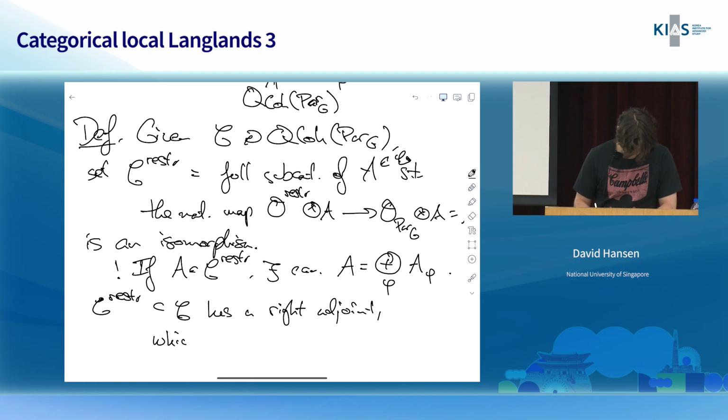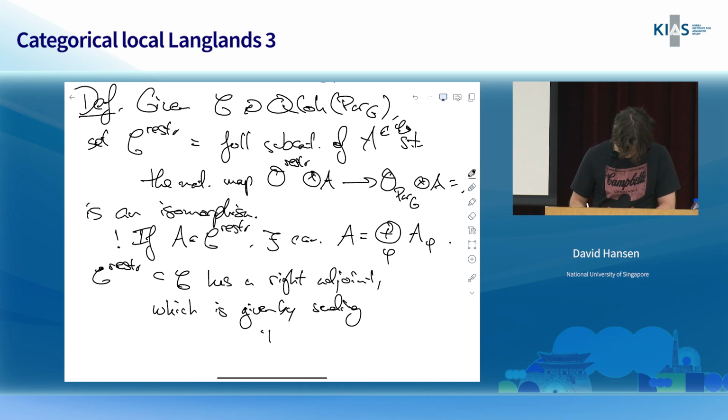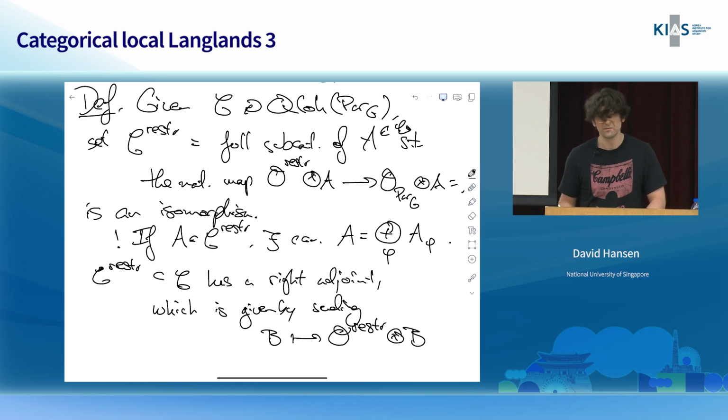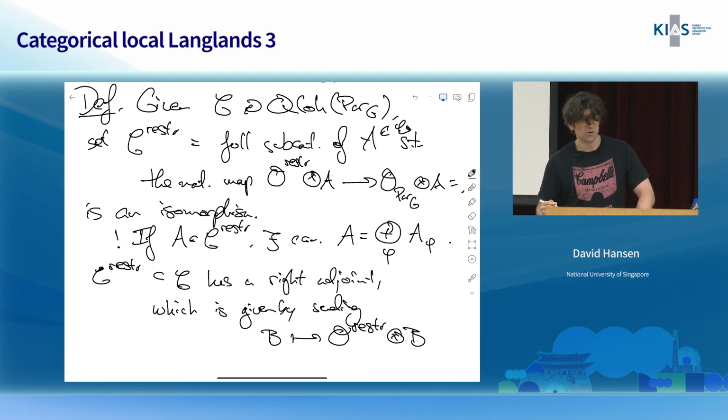But in practice, in all the cases we care about, the right adjoint is explicit, and it's actually given by sending some object B in the ambient category, I may not use A because I already used that for something that was restricted, to O restricted tensor B. So this is a funny thing. If you take a random thing and act on it by O restricted, you get a restricted thing. Because remember, O restricted tensor O restricted maps isomorphically to O restricted, right? So this tensoring by this giant monstrosity has the effect of shooting you into the restricted subcategory. And it turns out under some mild conditions, this is actually right adjoint to the naive inclusion, okay?